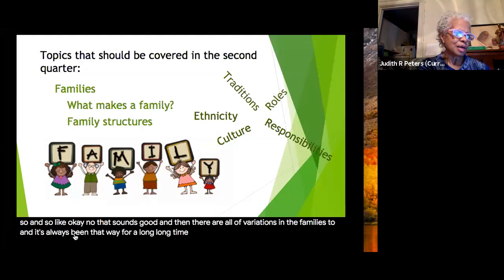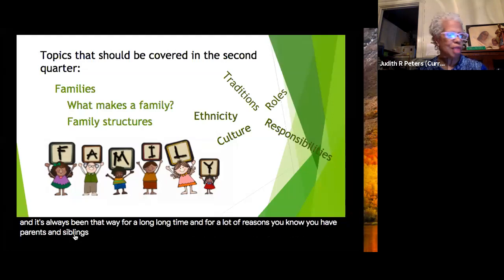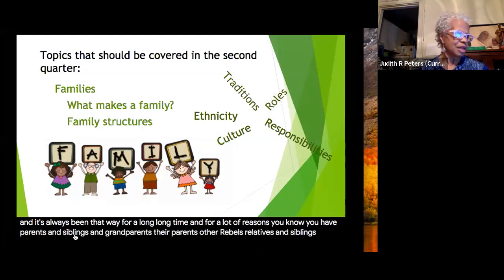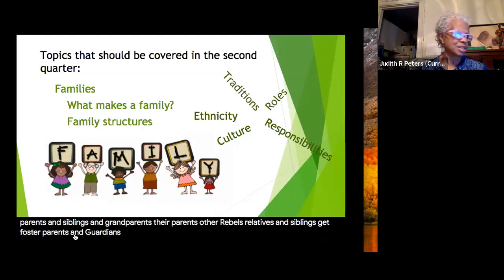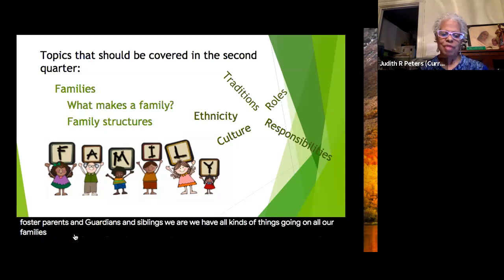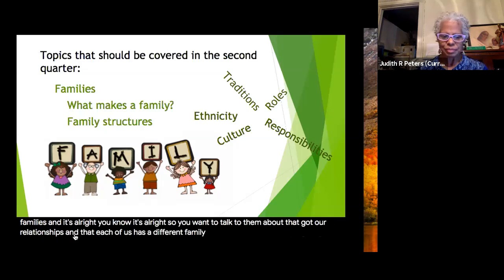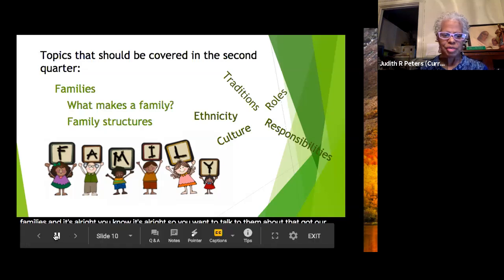And for a lot of reasons. You have parents and siblings and grandparents, you have parents, other relatives and siblings, you have foster parents and guardians and siblings. We have all kinds of things going on in all our families. And it's all right. So we want to talk to them about our relationships, and that each of us has a different family. And kids understand that.